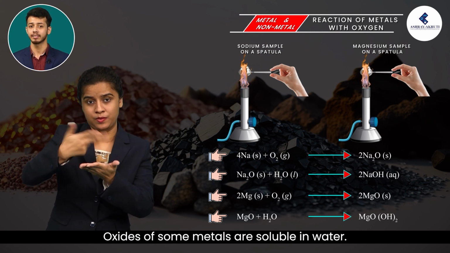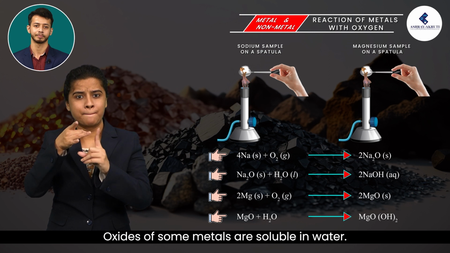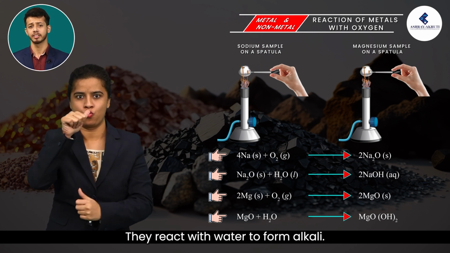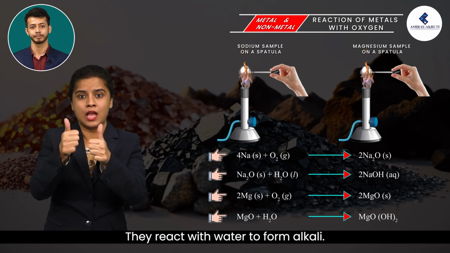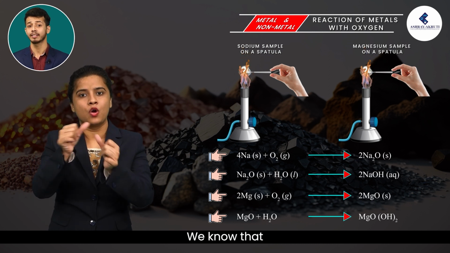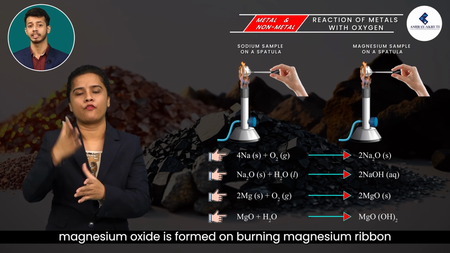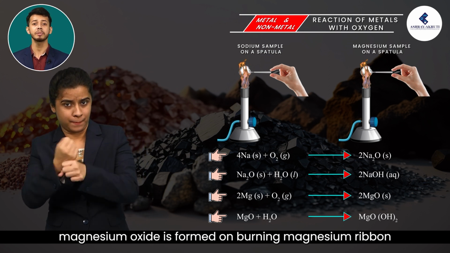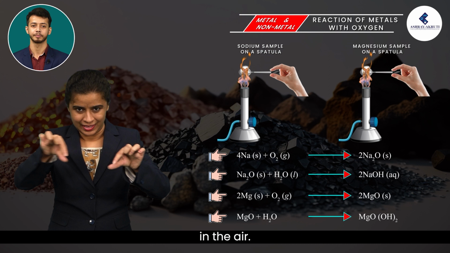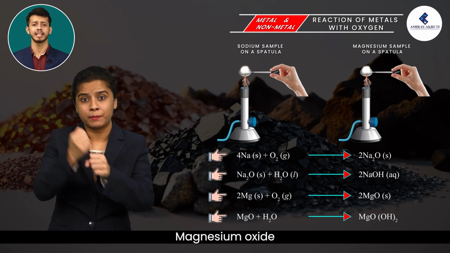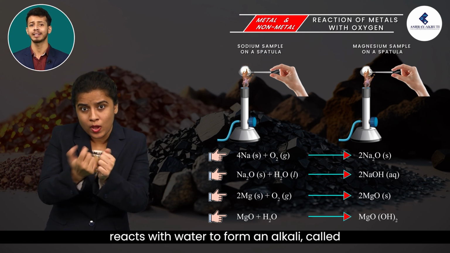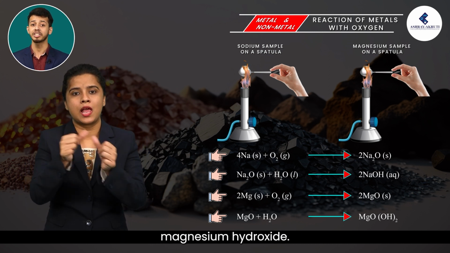Oxides of some metals are soluble in water. They react with water to form alkali. We know that magnesium oxide is formed on burning magnesium ribbon in the air. Magnesium oxide reacts with water to form an alkali called magnesium hydroxide.